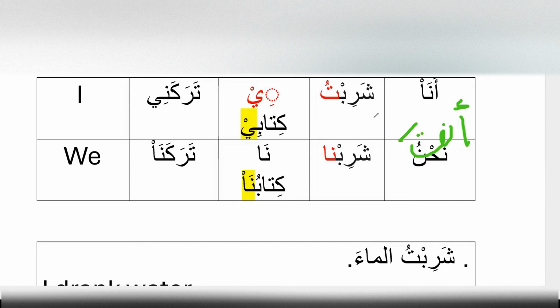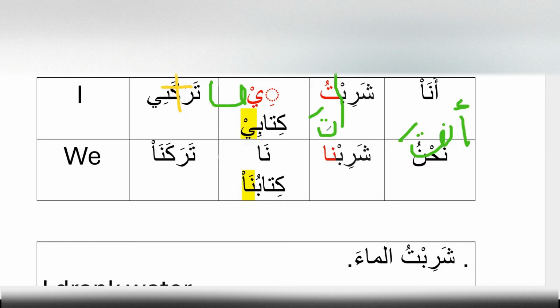okay, it's the same thing like this until here. But here, when I write ta, I make this sign. This one we call dhamma, this one we call fatha. Dhamma means the sound u. So sharibtu, sharibtu. After t, first I have t, which is the sound of this letter. Then I have u, which is this sign.